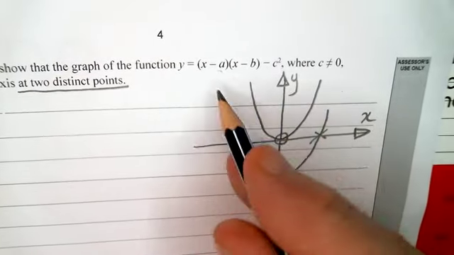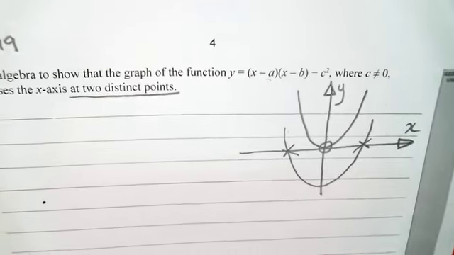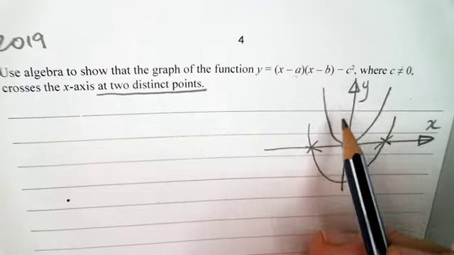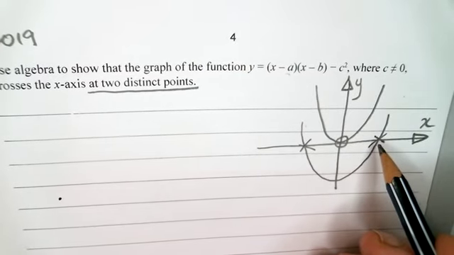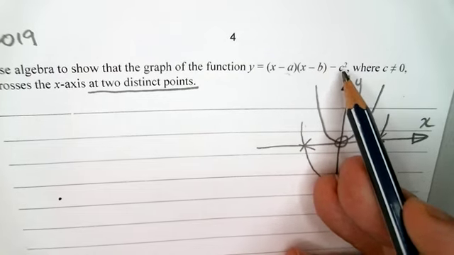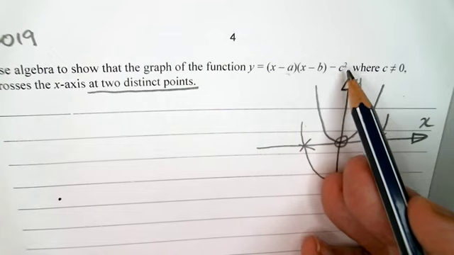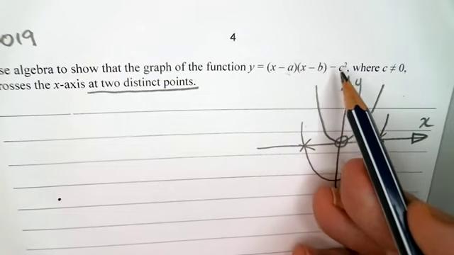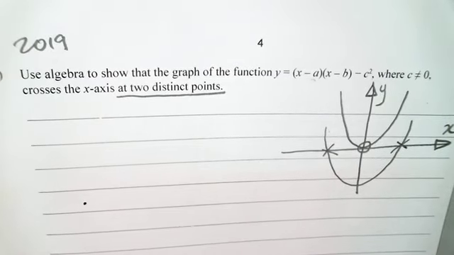So this is set up in a way that it doesn't matter what you do. And that's really what it's asking. Can you show that it doesn't matter what values you give, a or b or c, it's always going to cross at two distinct points? So even if a and b were 0, because c squared is not 0, and it's subtracted from the other part of the expression, it has to cross at two distinct points. And that's really what the argument here is.